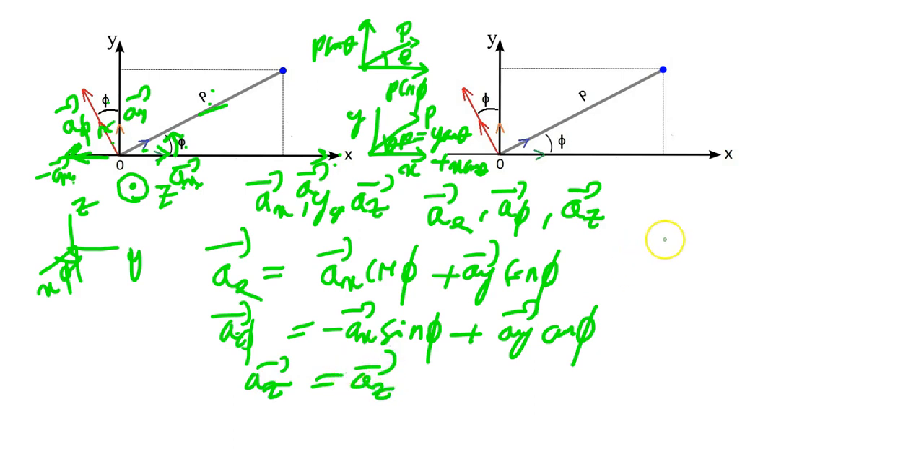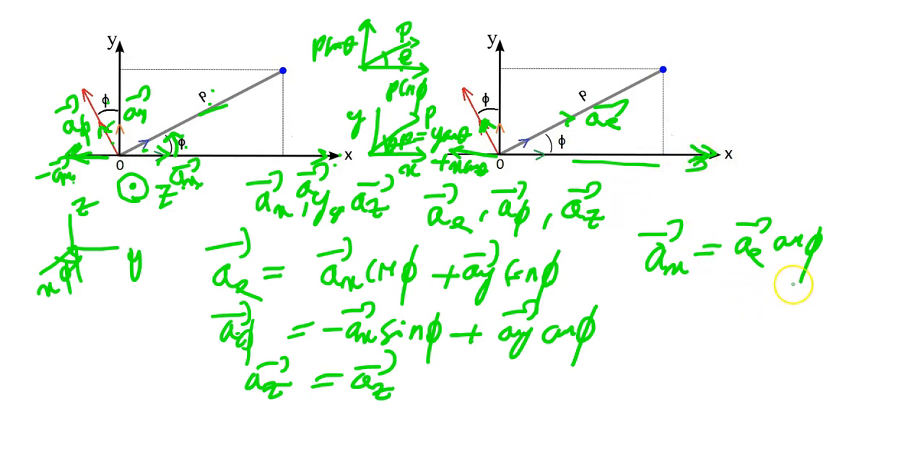In the same way you can write the reverse, the Cartesian coordinate system unit vectors in terms of the cylindrical coordinate system unit vectors. So ax is a rho cos phi, like this you write a rho cos phi, and a phi sin phi, but this is in a different direction, so minus a phi sin phi.